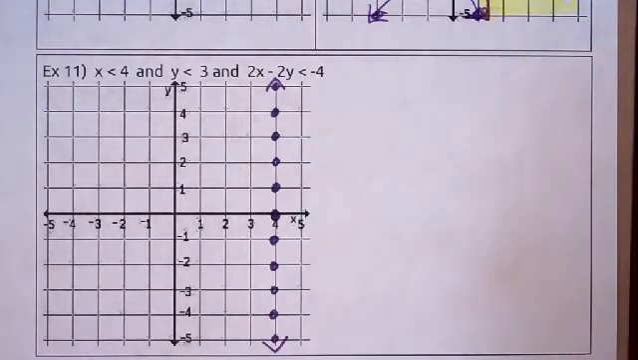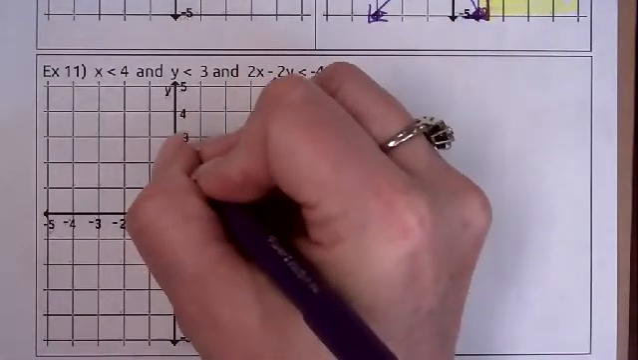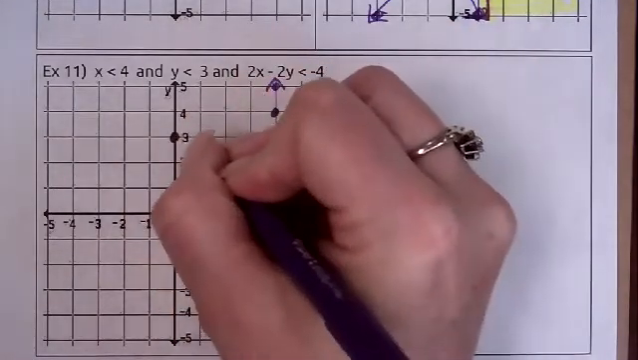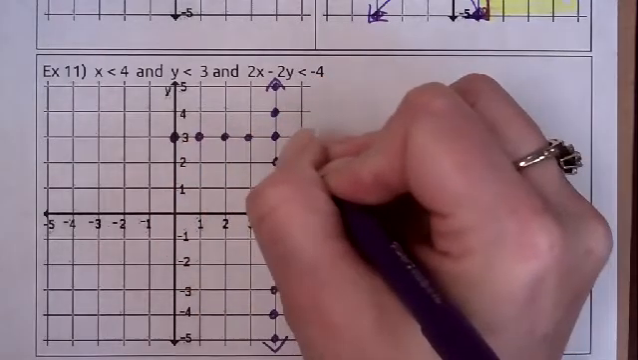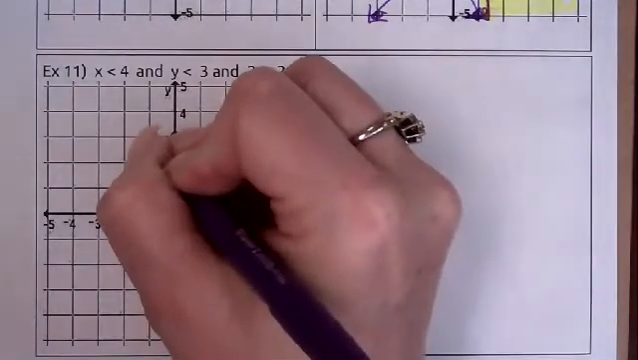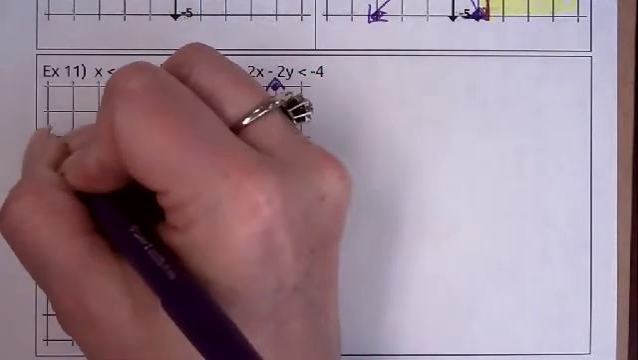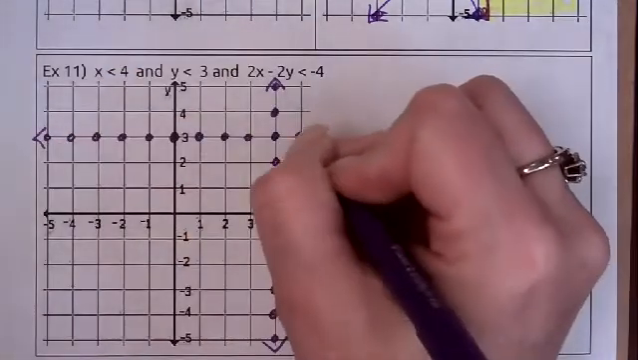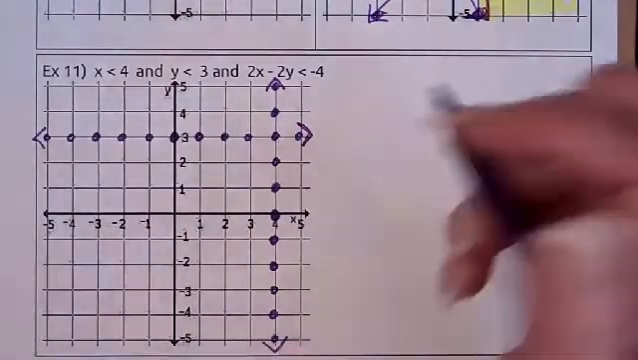Okay. The second inequality, there's nothing to do for it. Y is less than 3. So here we go. Again, that's a dotted line. There we go. Now our third line though, we need to put in there, we got to do some solving.